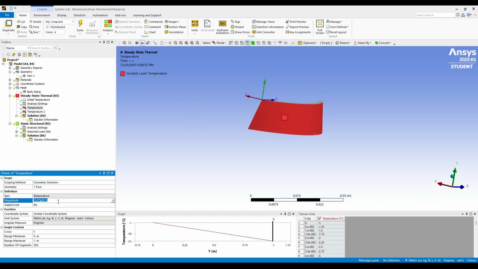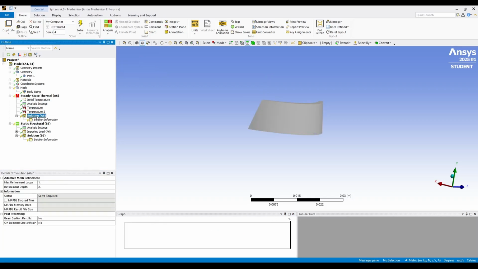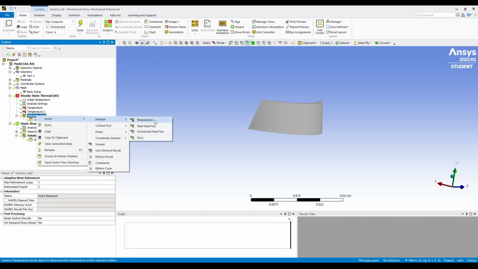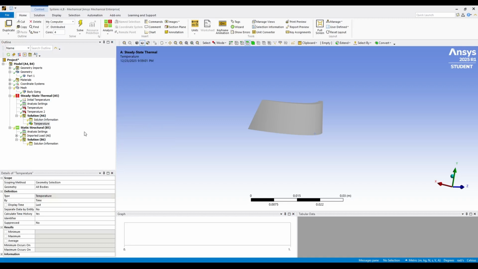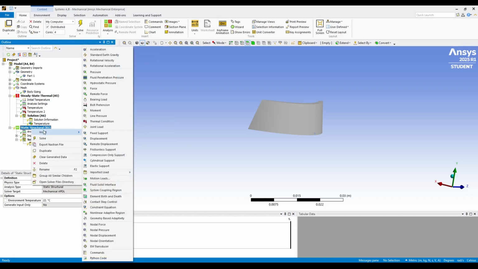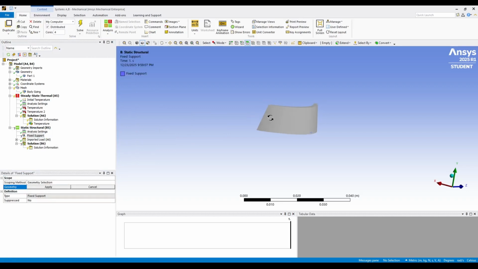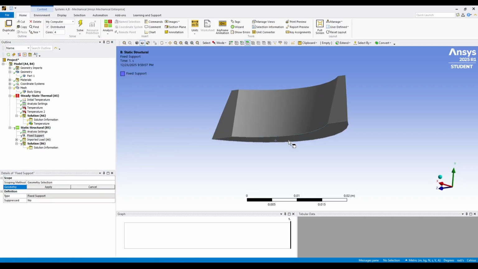Overall, the coupled structural thermal analysis provides a practical and realistic understanding of dam behavior during actual operation, making it an essential step for safety evaluation, design validation, and long-term performance assessment of arch dams.